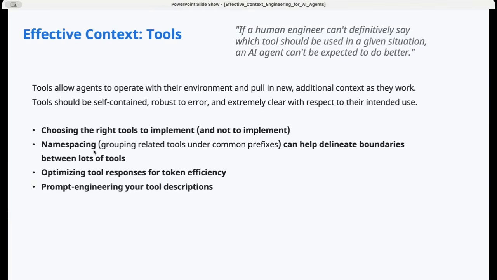And then the namespacing, right? The naming of the tools can also be important. It's better to group them under certain services or resources so that it can naturally define these boundaries between lots of tools.